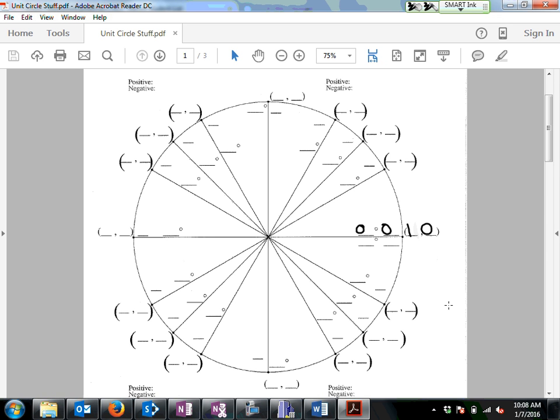Here at 90 degrees, how many radians is that? Pi over 2. Okay. Noah, what would our coordinate be here? We have a radius of 1. So if this is 0, 0, and we move up 1 unit, what's our coordinate? 0, 1.